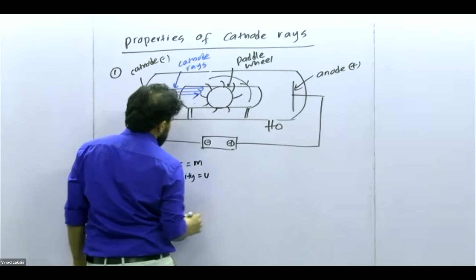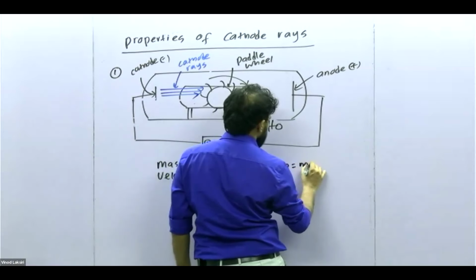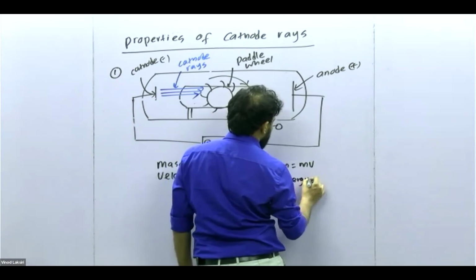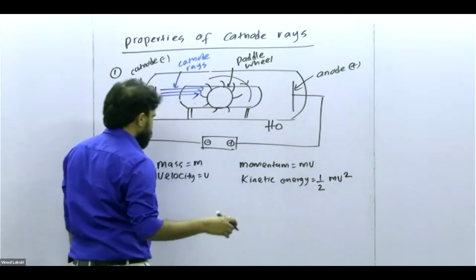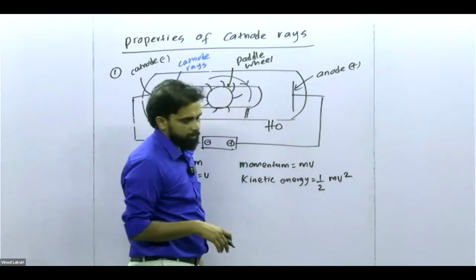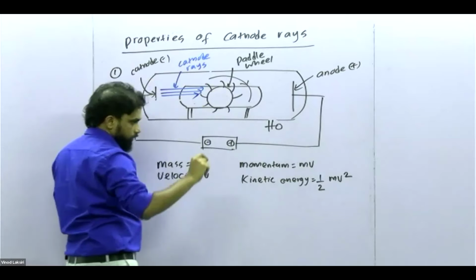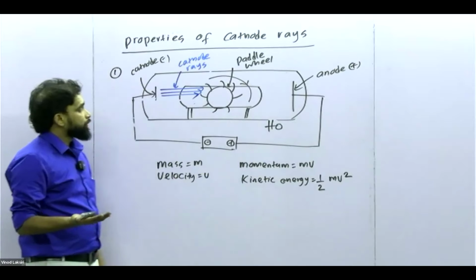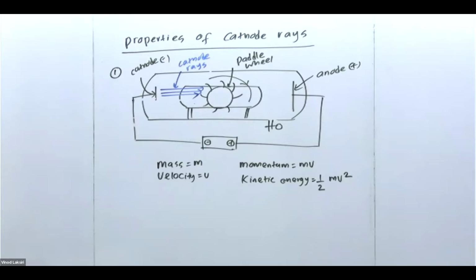Particles having mass and velocity have momentum. What is the equation? Mass into velocity, and kinetic energy, half mv square. These are the two equations of momentum and kinetic energy. Momentum, mass into velocity. Kinetic energy, half mv square, right? Therefore, any particle having mass and velocity should have momentum and kinetic energy, right? So this blade of this paddle wheel rotate, then the cathode ray should create a force. To create a force, it should have mass and velocity. Then what's the final conclusion? Cathode rays have momentum and kinetic energy. That's the first property of cathode ray, right?